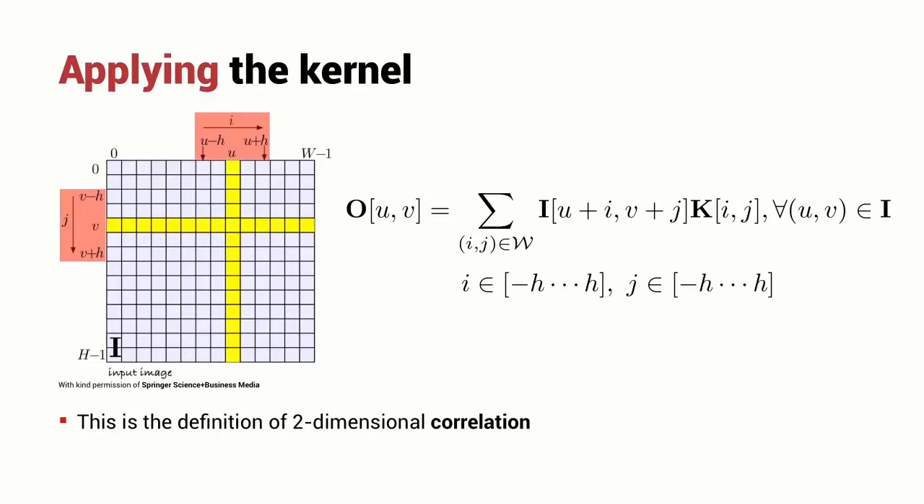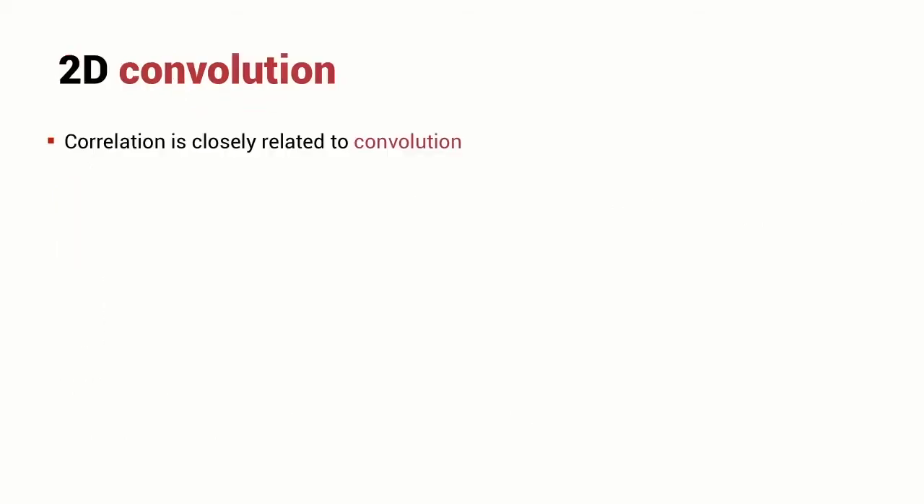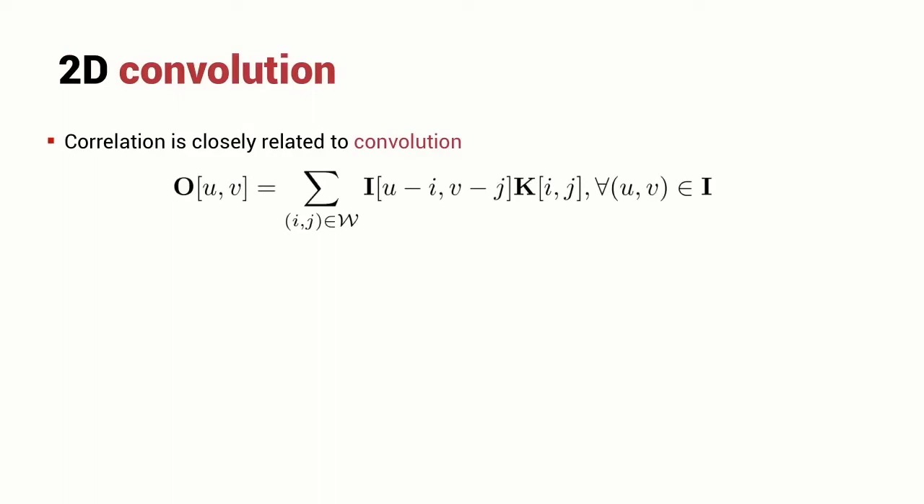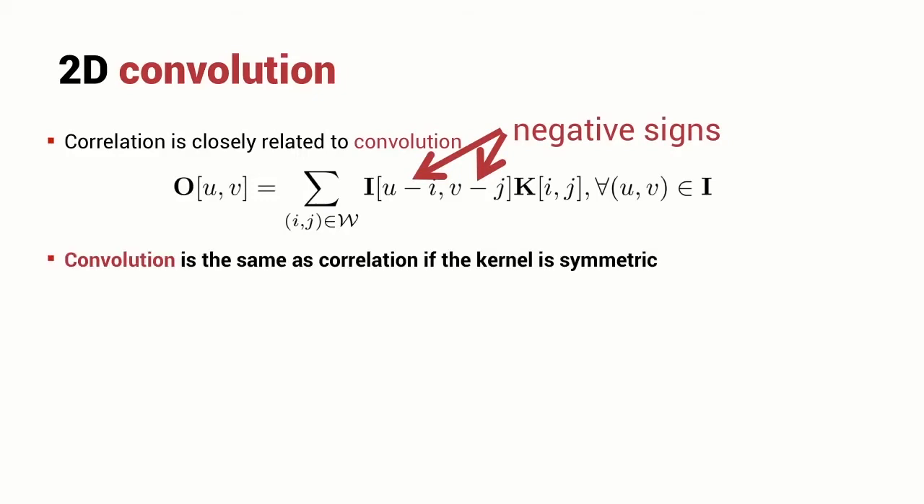What we've written here mathematically is the definition of a two-dimensional correlation. There is a related operation called convolution, and 2D convolution is represented mathematically this way. It's very, very similar to the correlation we just looked at. In fact, the only difference are these negative signs here. For correlation, they were positive signs. Now, convolution is the same as correlation if the kernel is symmetric. The Gaussian kernel we just looked at, for example, is indeed symmetric.